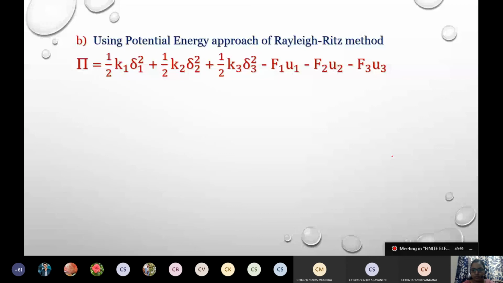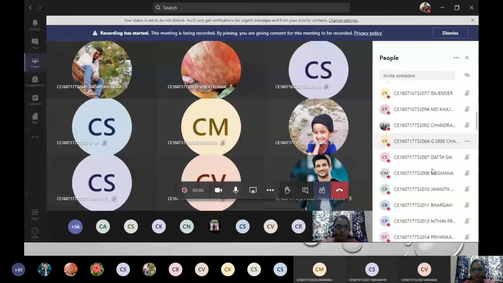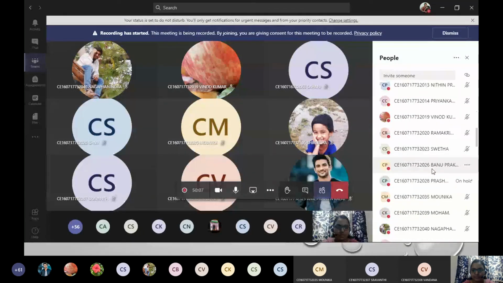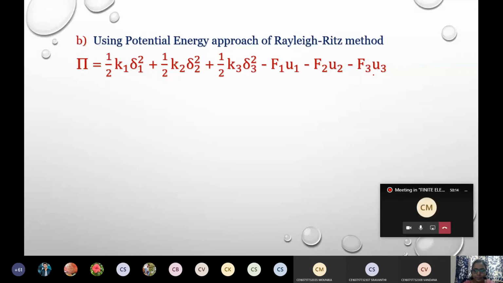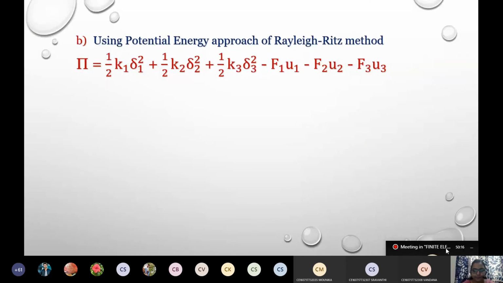Partial. Who is that? Nitin, ma'am. Okay. Yes, Nathan. Speak. Partial differentiation with respect to K1. Do you think K1 is the variable? Will the stiffness change in the springs?